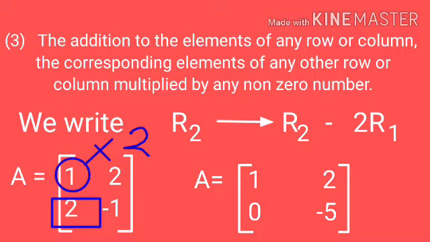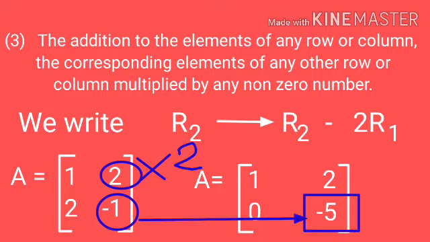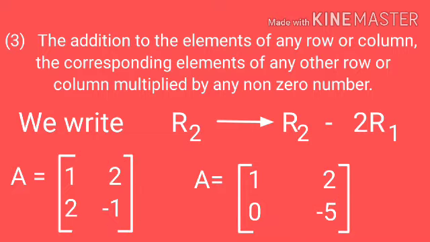So 1 into 2 means 2, and 2 minus 2 is 0. Now the second element of the first row is once again multiplied by 2, so 2 into 2 is 4, and subtracted from the corresponding element of the second row which is minus 1. So minus 1 minus 4 means total minus 5. Similarly, this type of operation will be done on columns also. This is a very important operation, so once again please watch this video carefully.